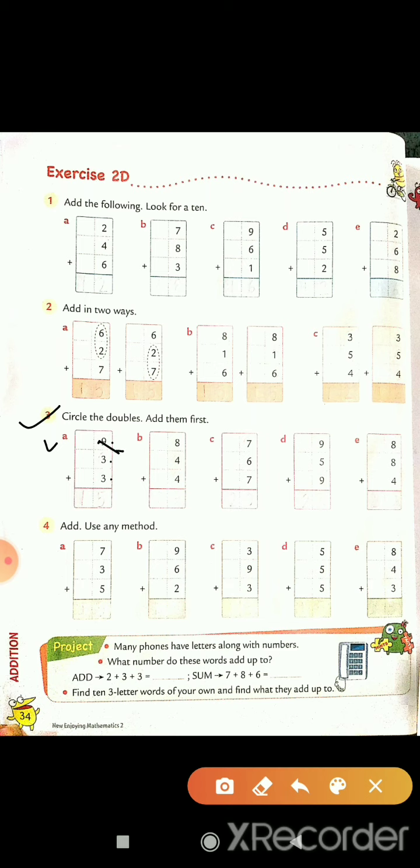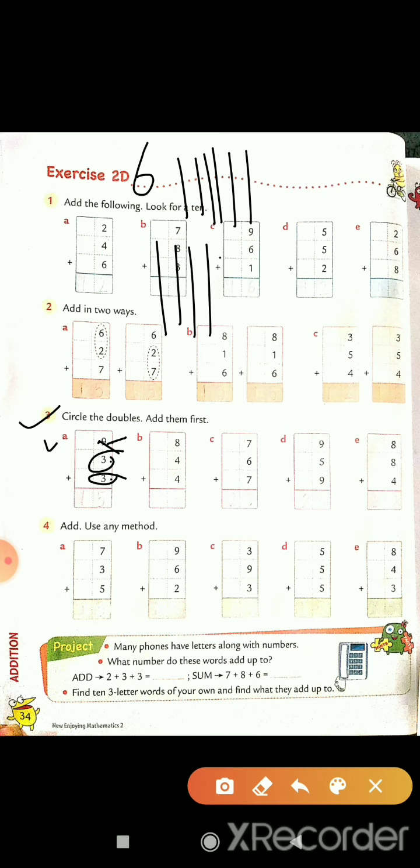So you need to circle 3. What is the double of 3? 6. And then you have to add 9 to 6. So 1, 2, 3, 4, 5, 6. 1, 2, 3, 4, 5, 6, 7, 8 and 9.